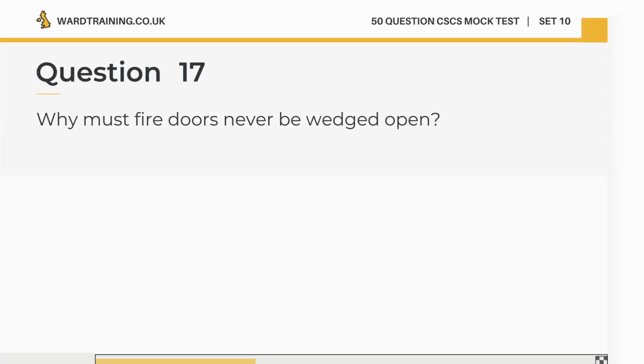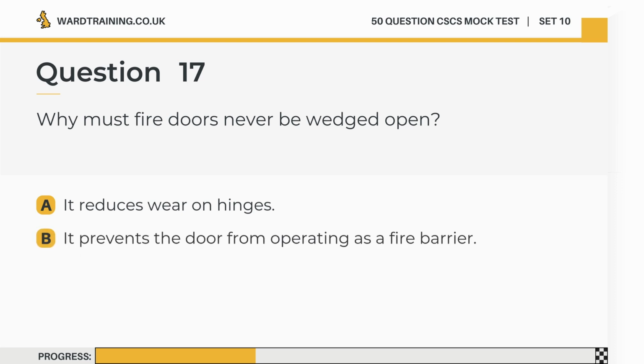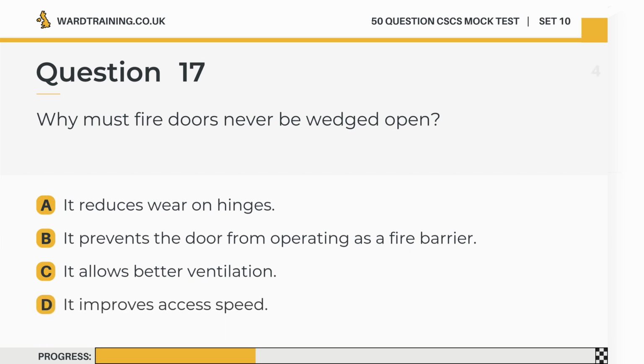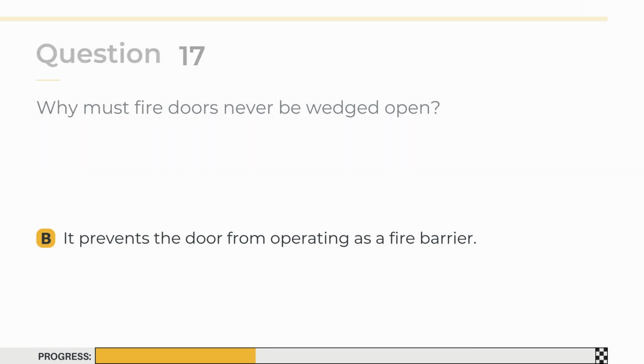Question 17. Why must fire doors never be wedged open? A. It reduces wear on hinges. B. It prevents the door from operating as a fire barrier. C. It allows better ventilation. D. It improves access speed. The correct answer is B. It prevents the door from operating as a fire barrier.